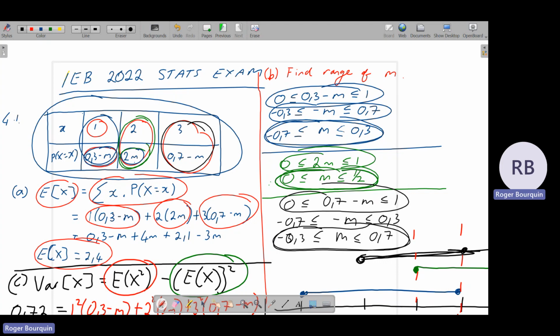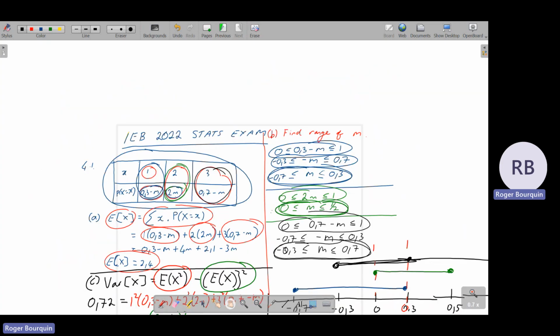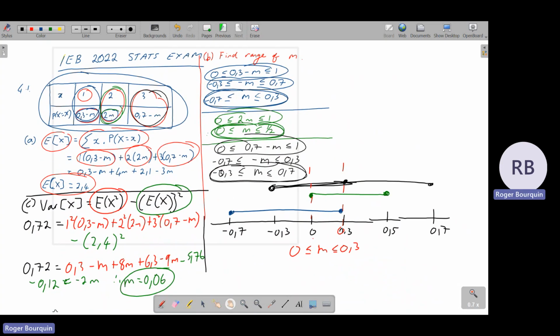So where do the regions overlap? As I say, there are shorter ways of doing this. Your m values can lie between negative 0.7 and 0.3. Over here in green, your m values lie between 0 and a half. And over here, for this particular probability, your values of m must lie between negative 0.3 and 0.7. So then overall, where do all three regions overlap? All three regions overlap here. So in other words, m is stuck between 0 and 0.3. That is my range of possible values for m.